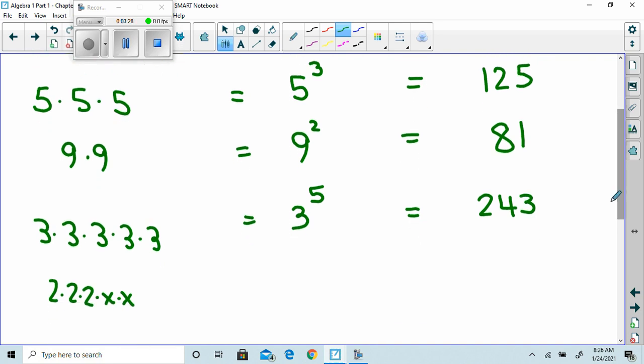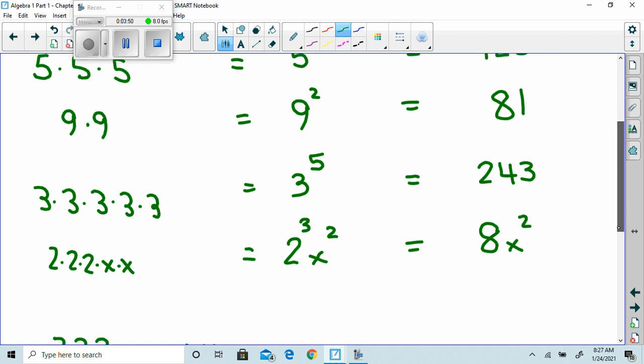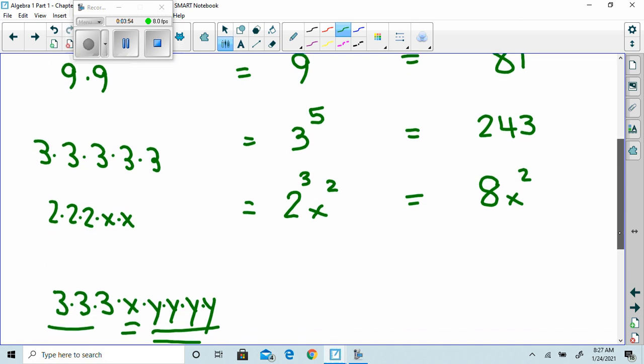Since we're talking about algebra, I threw in some variables, and there are 2 bases in this case. There's base 2, which I have 1, 2, 3 factors of, and there's base x, which there are 2. And I could just simplify that as 2 times 2 is 4, 4 times 2 is 8, 8 times x to the second power. I can evaluate that if I told you what the value of x was.